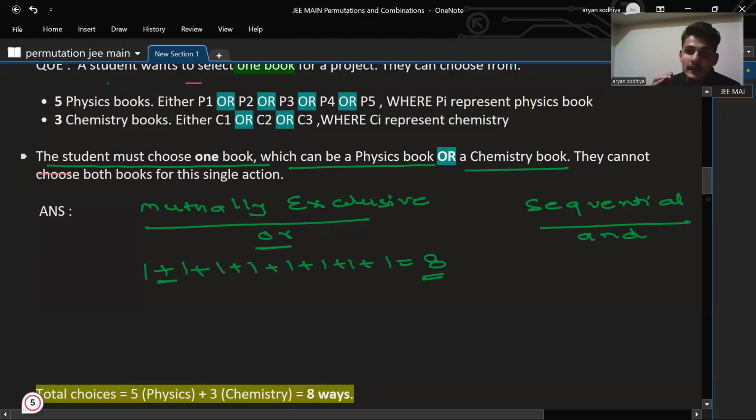So whenever there are mutually exclusive events, you will see that your literal term will be "or". Either P1, or P2, or P3, or P4, or P5, or C1, or C2, or C3. So these are all mutually exclusive.